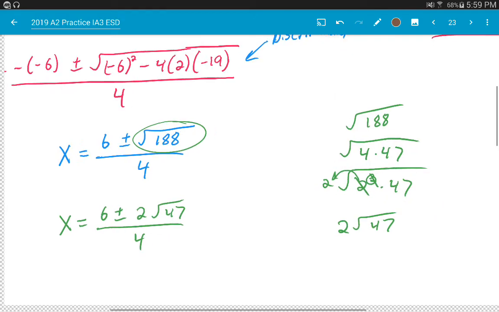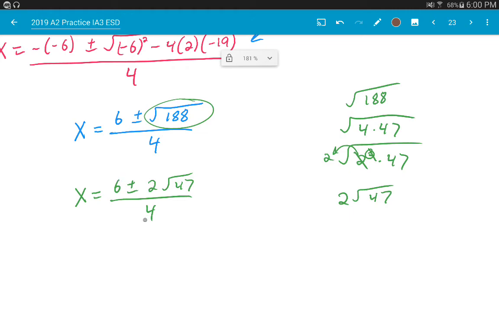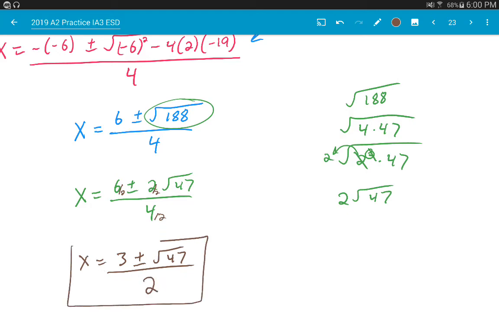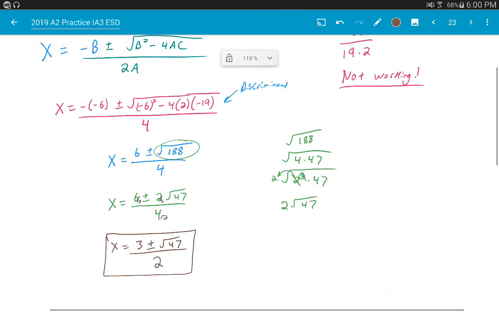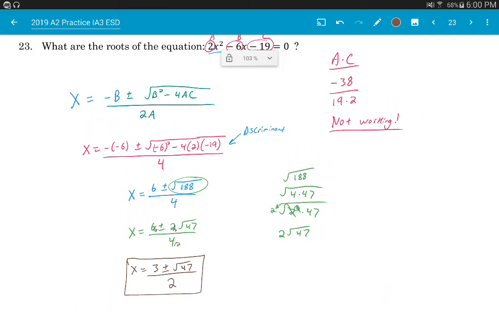X is equal to 6 plus or minus 2 rad 47 over 4. And all of these terms can be divided by 2, 6, 2, and 4, so I'm going to divide them all by 2. So x equals 3 plus or minus the square root of 47 over 2, because 2 over 2 is 1, so it goes away. 4 over 2 is 2. And those are the roots of that equation.